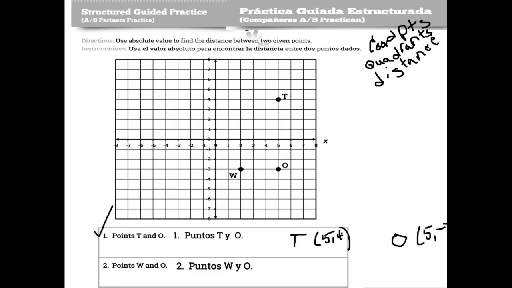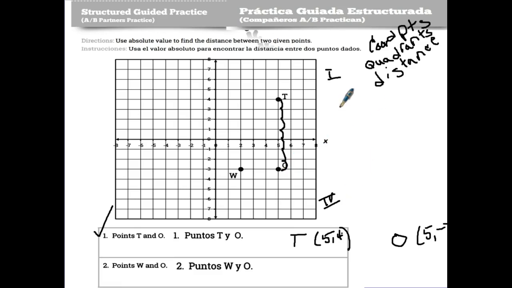And I can see that my Y coordinates are going to be different than my X coordinates. So T is in quadrant 1, O is in quadrant 4, and the distance, I'm going to count first, and then I'm going to calculate the absolute value. So I'm going to start at T, 1, 2, 3, 4, have to cross the x-axis, 5, 6, 7. So I count a distance of 7 spaces.